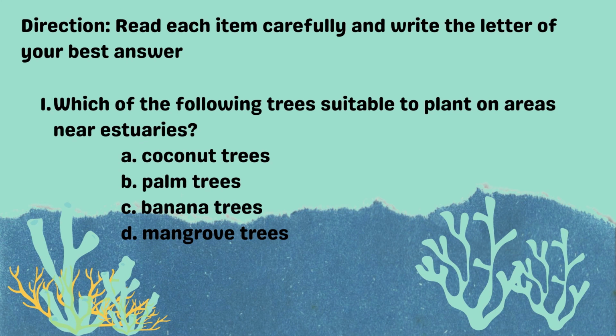Which of the following trees is suitable to plant on areas near estuaries? Letter A, coconut trees. Letter B, palm trees. Letter C, banana trees. And letter D, mangrove trees.